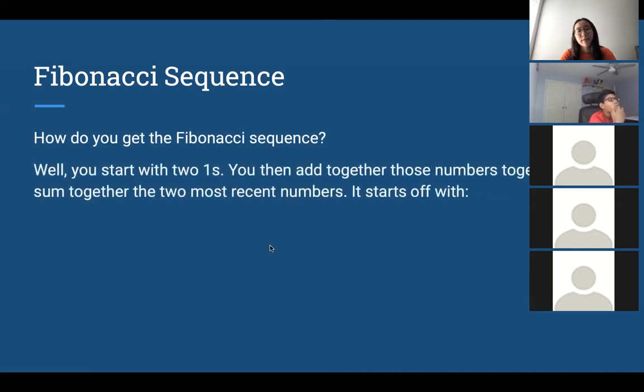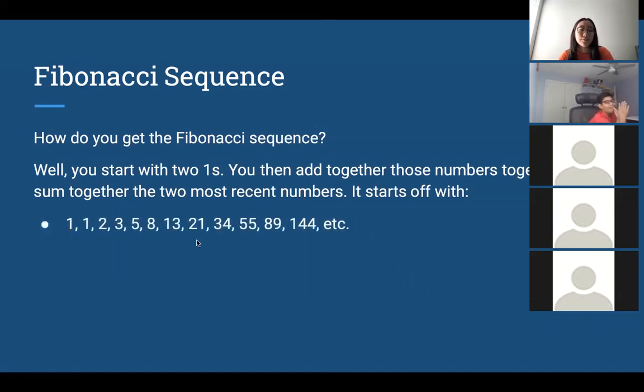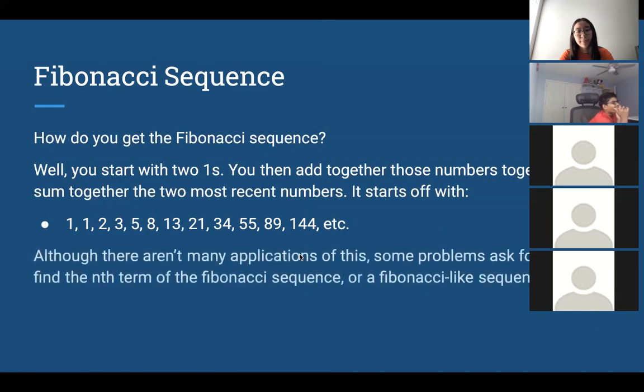sequence? So we're going to start with 2 1s, and then you add those numbers together. So each subsequent number is the sum of the 2 previous numbers. So here's the pattern. So for example, 1 plus 1 equals 2, 1 plus 2 equals 3, 2 plus 3 equals 5, 3 plus 5 equals 8, and so on forever. You just take the sum of the last 2 numbers to get your next number.